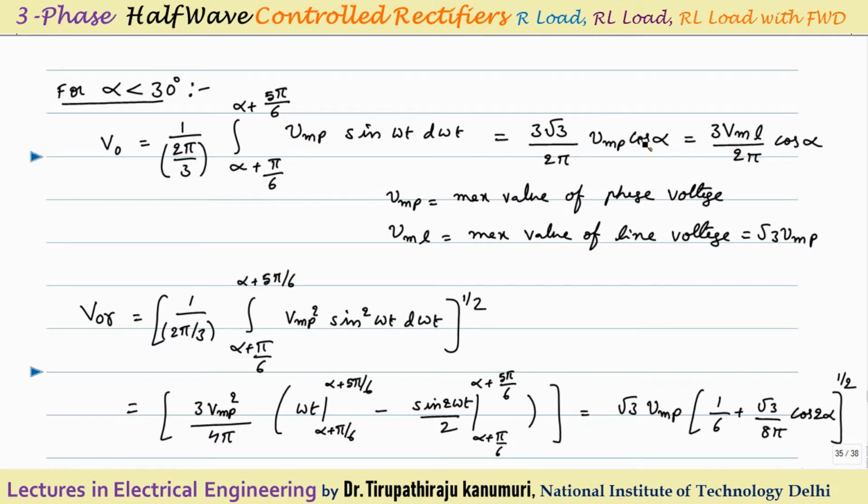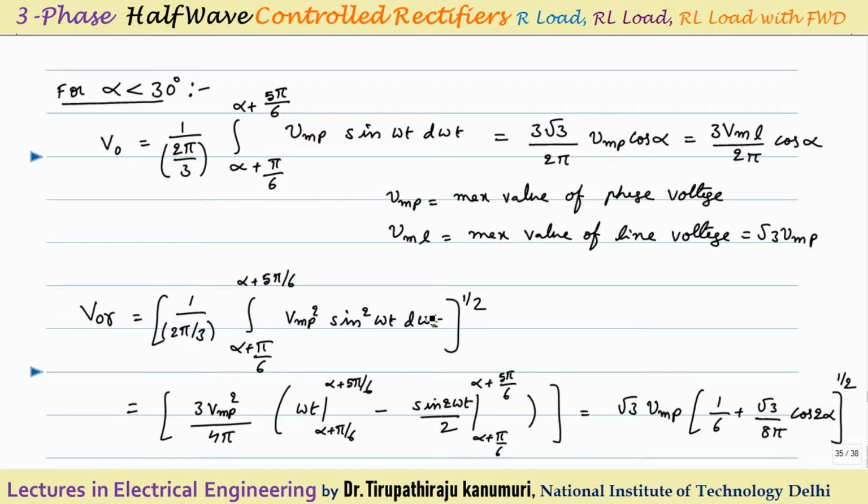Now this can be written in terms of the line voltage, because we know line voltage is equal to root 3 times the phase voltage. So the maximum value of the line voltage I am representing by VML. So root 3 times VMP will be equal to VML. So this will be 3 times VML by 2 pi into cos alpha. Similarly, the RMS value also you can calculate.